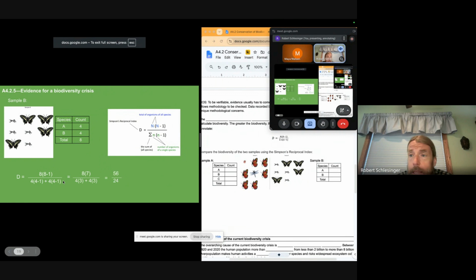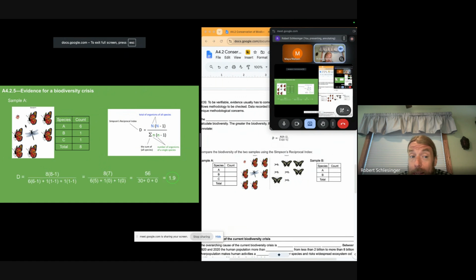And then I got, in the end, 56 times 24. And so my D value is going to be 2.3. So this is what's so interesting about biodiversity, but it makes sense. The D value for this sample B is higher. It's more biodiverse because it has greater evenness, right? So it's got more individuals.